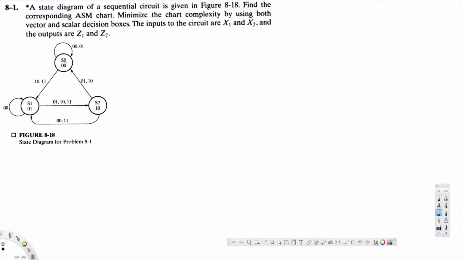Okay, here you can see we have three states, S0, S1 and S2. So let's put them first. This is S0, and after that we have S1, and then we have S2.